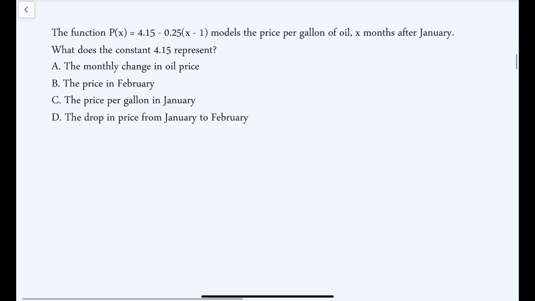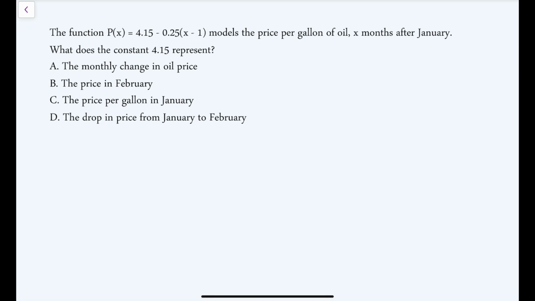Okay? The function p of x is equal to 4.15 minus 0.25 times x minus 1 models the price per gallon of oil x months after January. Okay? What does the constant 4.15 represent? So using the more direct approach, we see p of x is equal to 4.15 minus 0.25 times x minus 1. Well, we notice something peculiar here. If we plug in x is equal to 1, we can get rid of all of this, and we see that 4.15 will end up on its own. So let's try that.